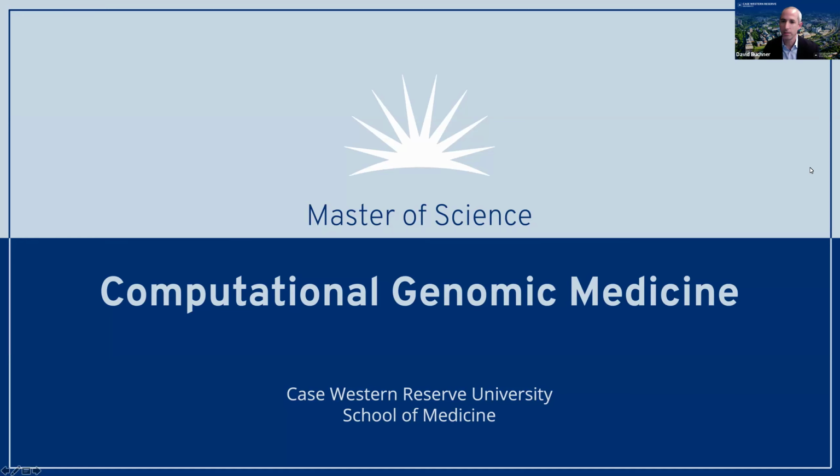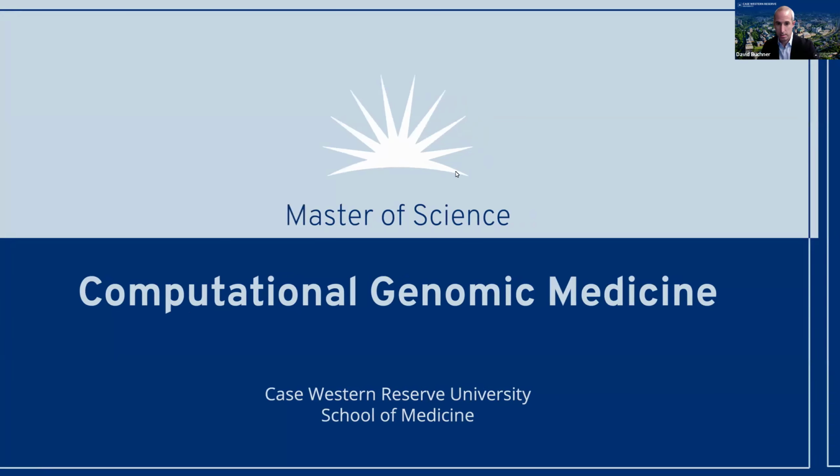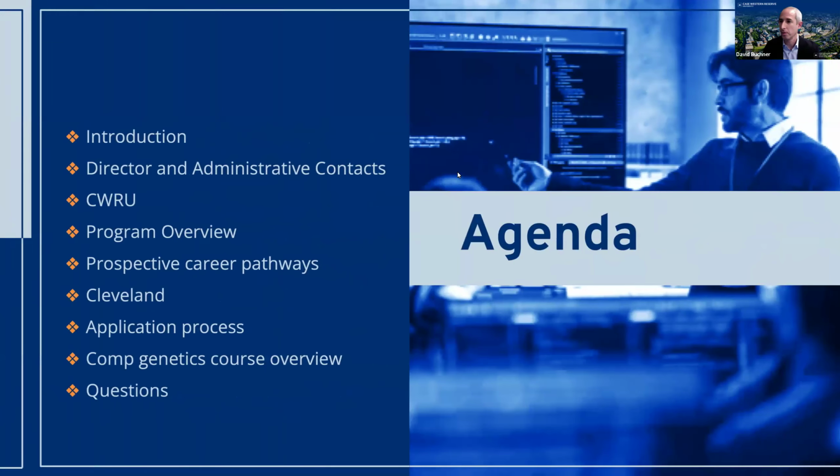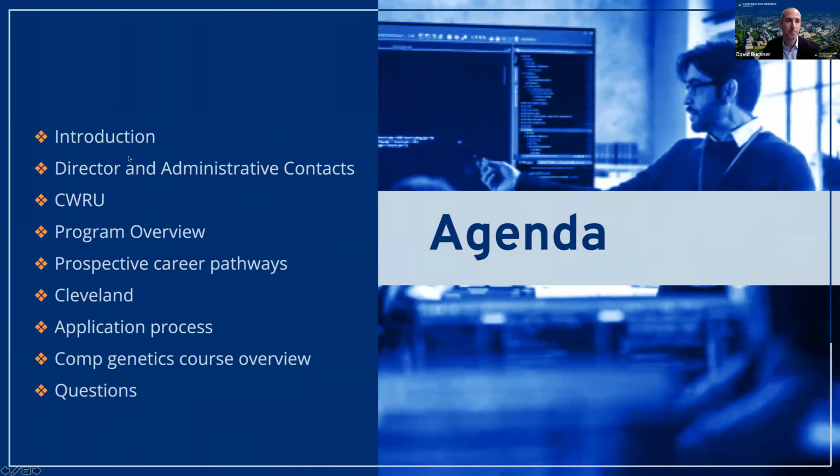All right, so it looks like folks are now in the meeting, so we'll go ahead and get started. A little bit of an overview of what we're going to be talking about today. I'll give a brief introduction, talk a little bit about CWRU, Case Western. I'll go over the program, talk about some different career opportunities for graduates of the program, some of the highlights of living in Cleveland, and go over the details of the application process. Then we'll go over the computational genomics course, and then answer any questions that you may have.